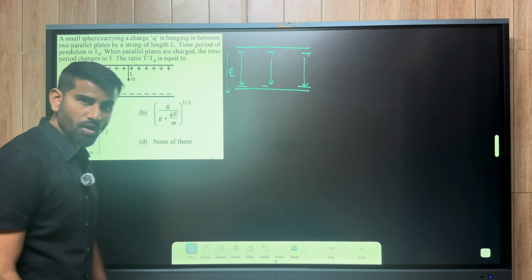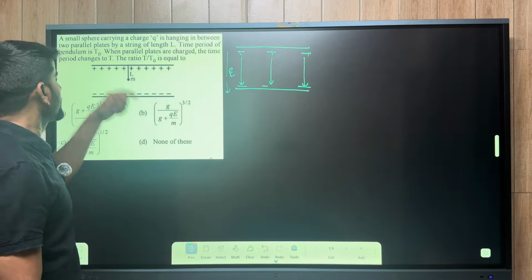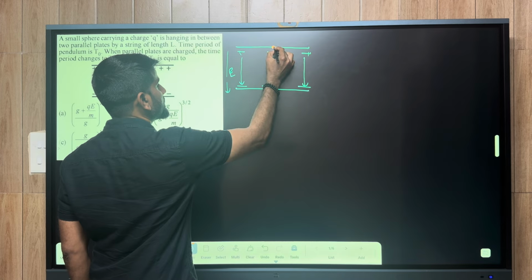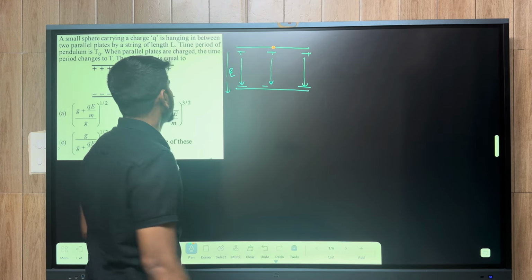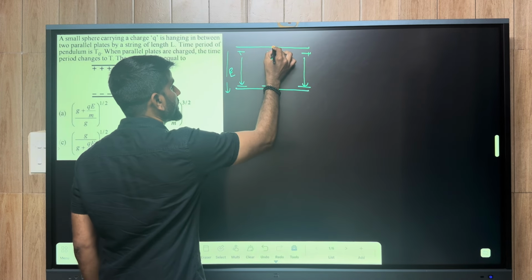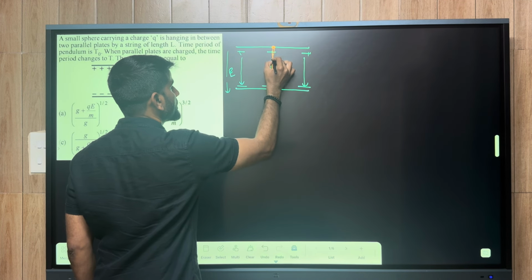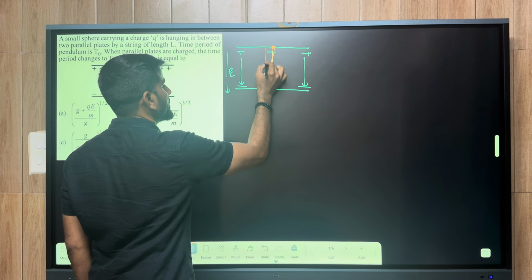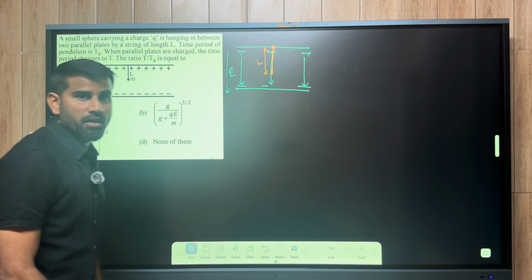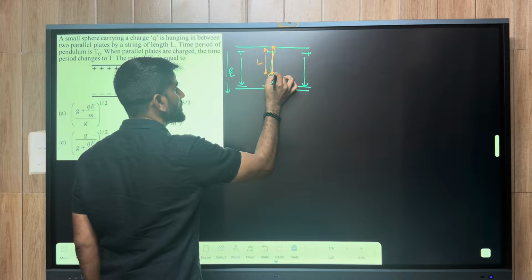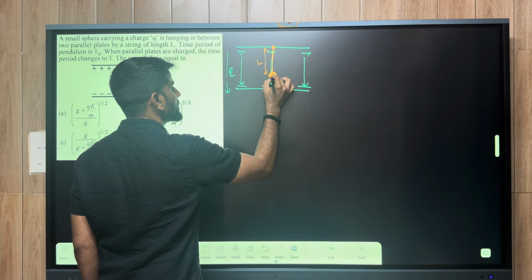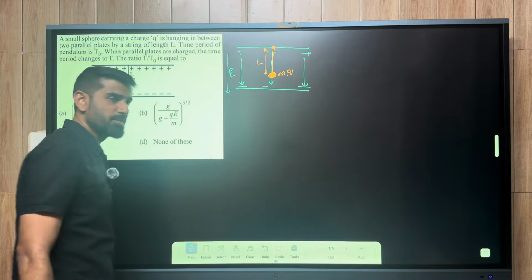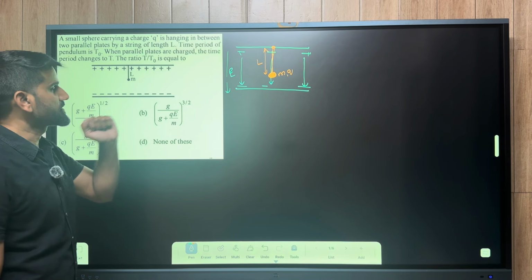Now, it is mentioned that there is a string which is suspended from the positive plate, and the length of the string is L. At the end of the string there is a sphere of mass m and charge q.